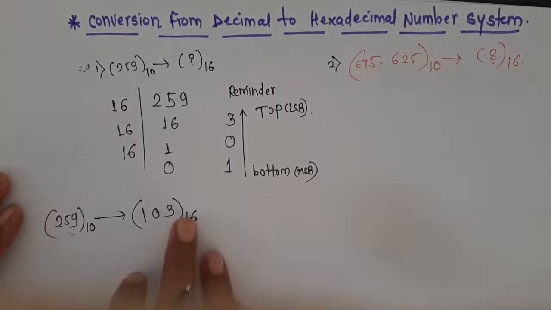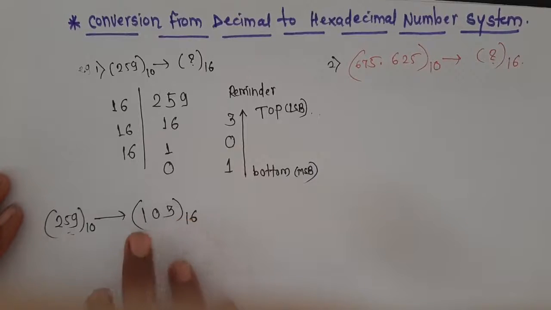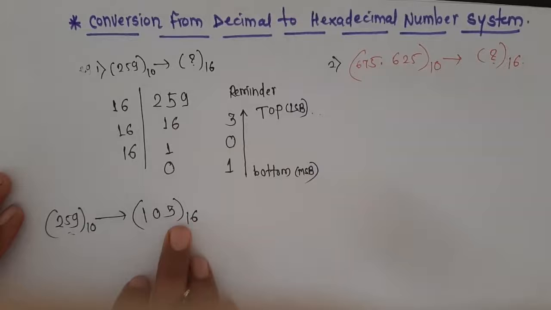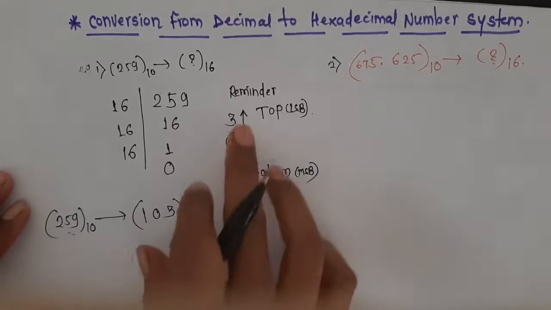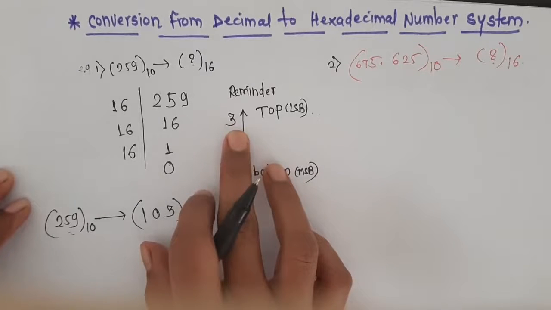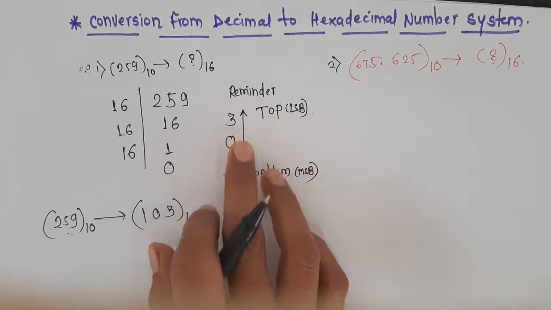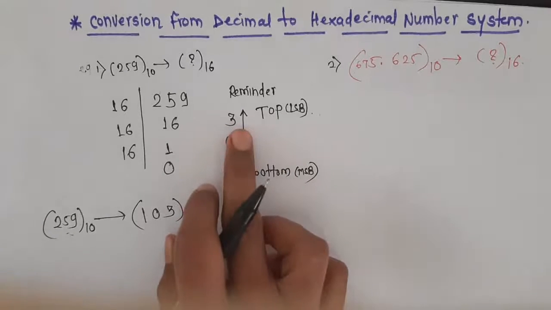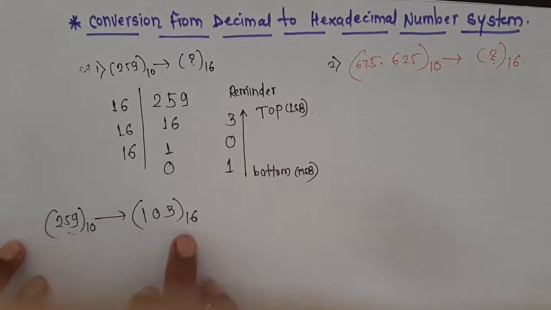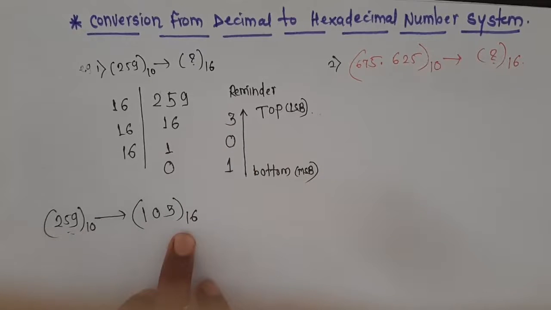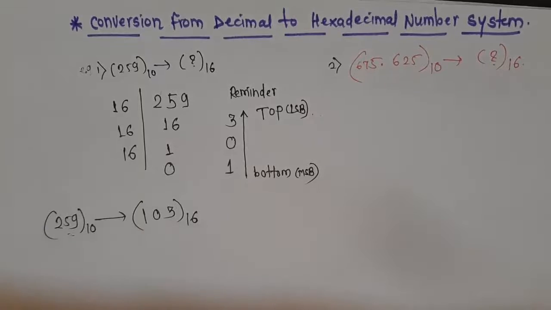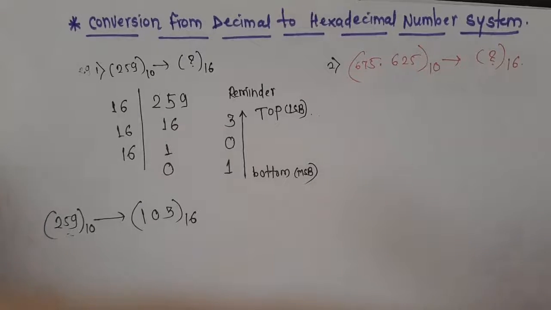We have seen the symbols of the hexadecimal number system go from 0 to 9 as they are, and if 10 is present then it will be marked as A. But here only the numbers from 0 to 9 are present, so after conversion we get the value 103. Now let's see the next part.